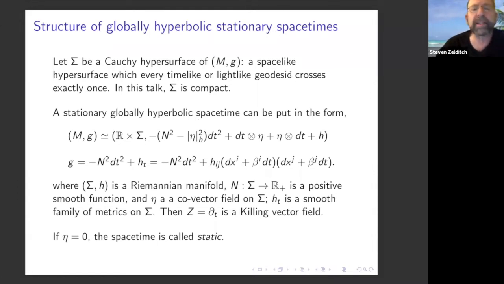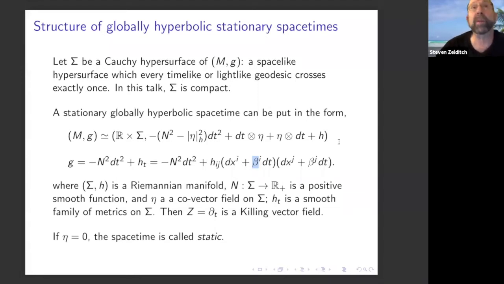So we're going to look at this model, and the metric has this kind of complicated form. There's a function N, with N squared in front of dt squared. That's called the lapse function of the space-time. Then a little h_ij is my notation for a Riemannian metric on the Cauchy hypersurface. And then there's an additional one-form called beta, which is called the shift one-form or vector field. So beta is independent of t, and h_ij is independent of t.